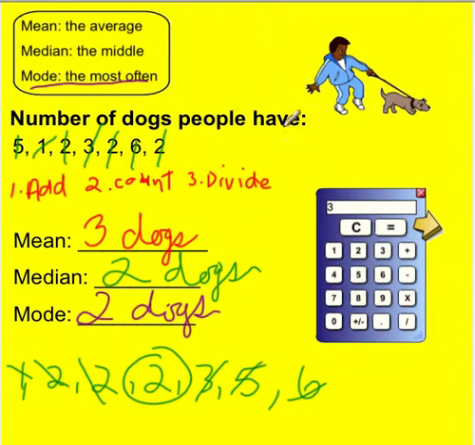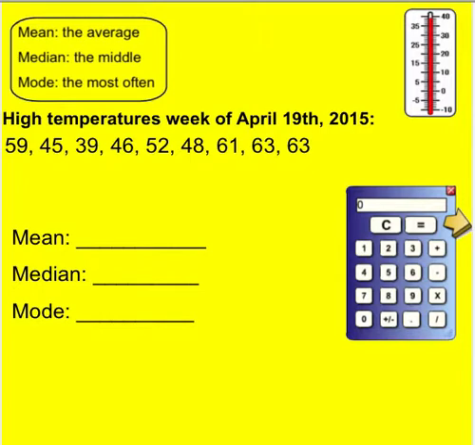Should we look at another example? Let's look at another example. This time we're going to be taking a look at temperature. So we have some real data for you here. Last week, or the week of April 19th, 2015, these were high temperatures for Bloomington.